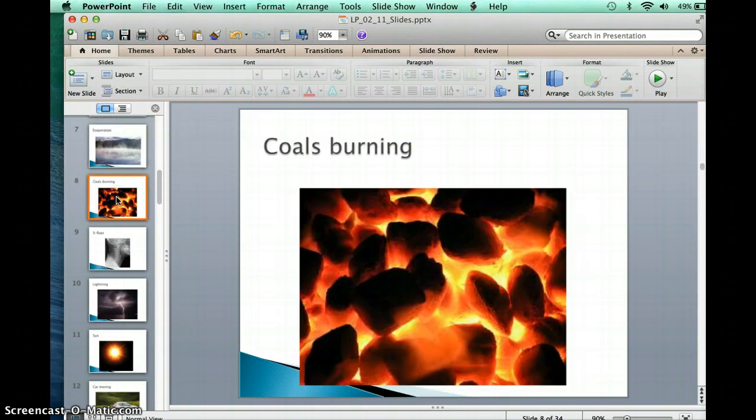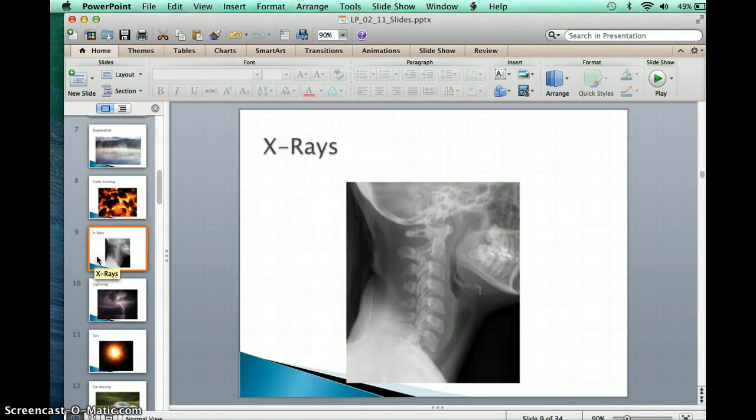Okay, the next one is coals burning. So pieces of coals that are on fire and they're burning and heating up. What type of energy is that? Just the process of them heating up. Remember, you might use some twice. You might not use also some of the energy terms. Okay, the next one, X-rays. So rays going through your body to see your bones, just X-rays.